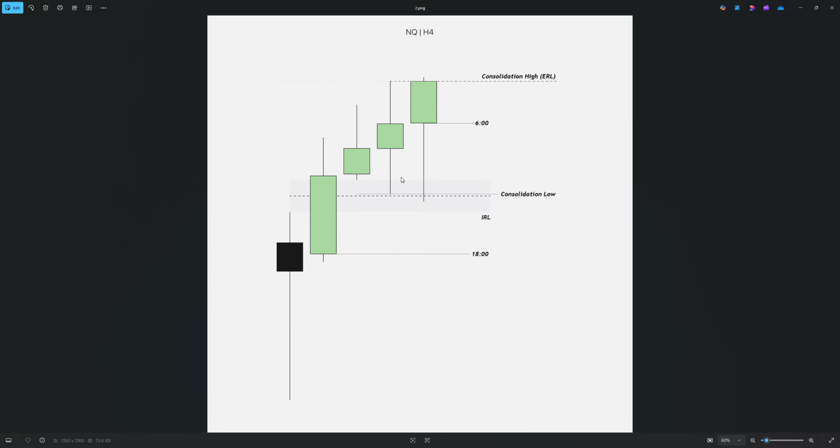Interestingly enough, I didn't end up taking a short because I ended up in a consolidation, hence the low here. I was in between this candle. So this was a consolidation low, and then this was a consolidation high. And as you can see, this also overlapped with internal range. So you could also view it as internal range liquidity to external range liquidity.